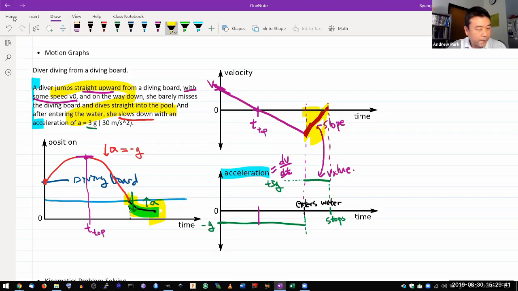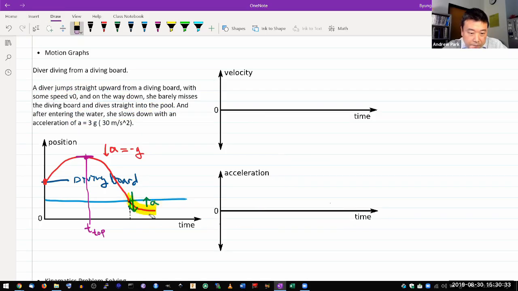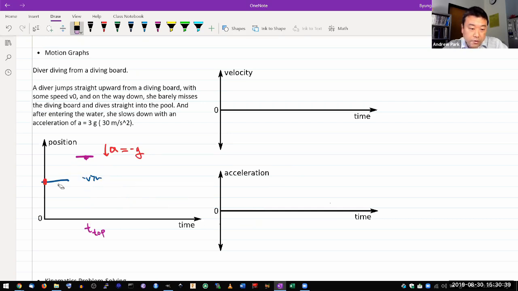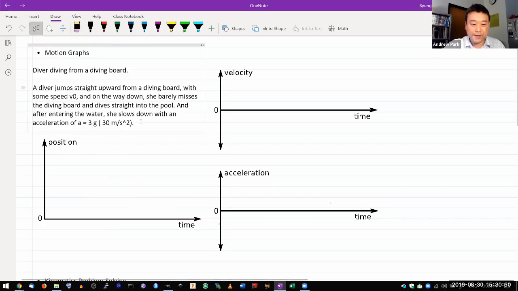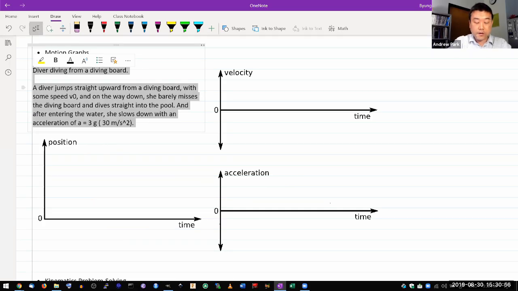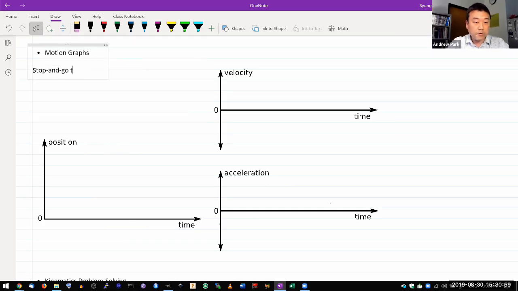Okay, let me do one fun one. I guess I had a bunch of scenarios. I don't have time for all those scenarios. So let me just do one, what I'm going to claim is a fun one. This diver thing is good for illustrating how you go about drawing the motion graphs for a very clinical kind of physics problem type question. But for most of us, it's not very relevant to what you might see every day. So I wanted to illustrate a motion graph for what you might call stop and go traffic motion.